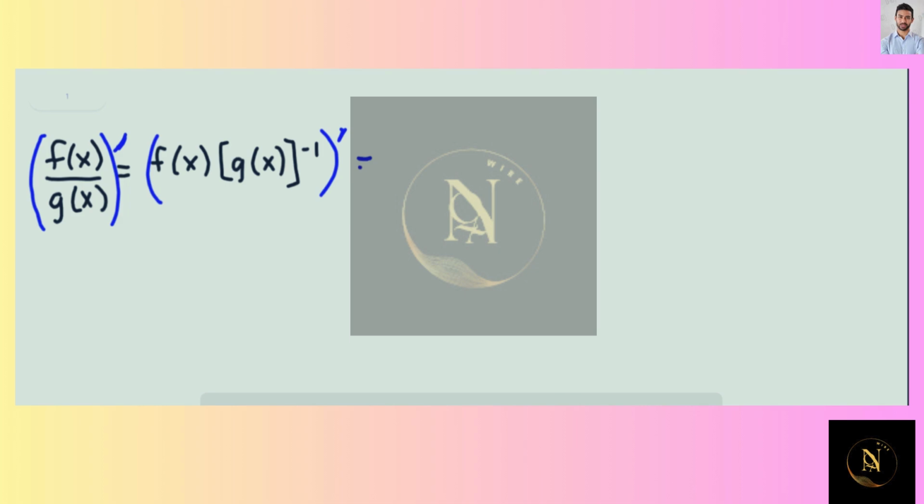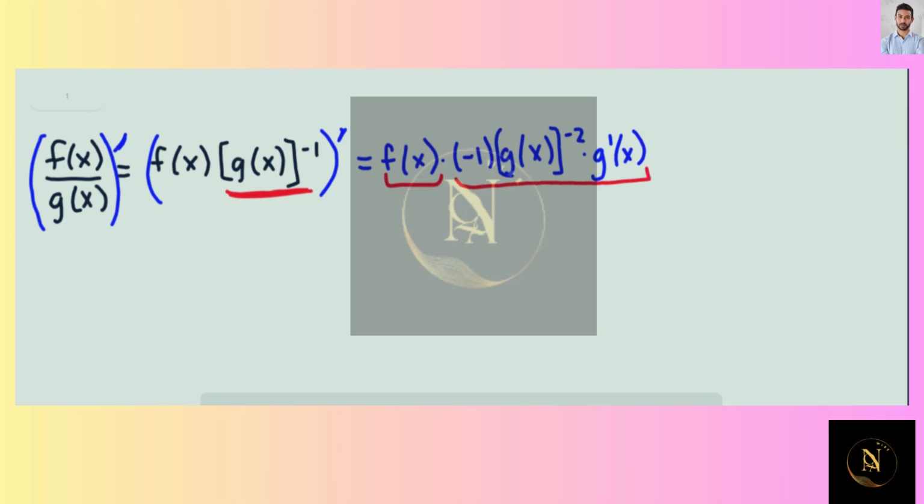So according to the product rule, we have the first, f of x, times the derivative of the second. Now when we go to take the derivative of the second, we have to use the chain rule. So we're going to bring down the negative 1, and then we're going to raise g of x to the negative second power, and then we're going to multiply by the derivative of g of x, which is g prime of x. Okay, so far we have the first times the derivative of the second.